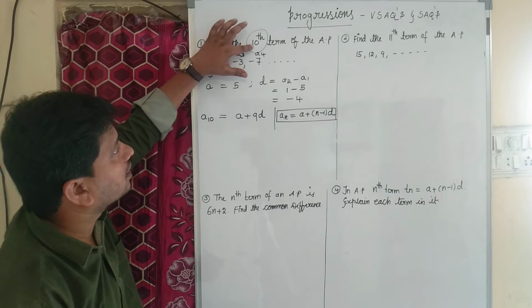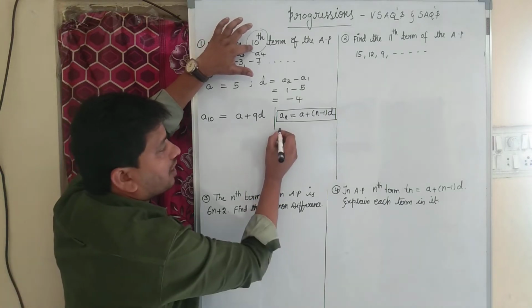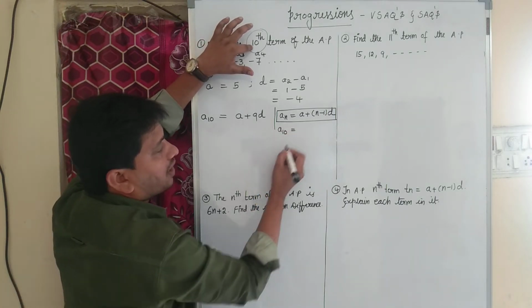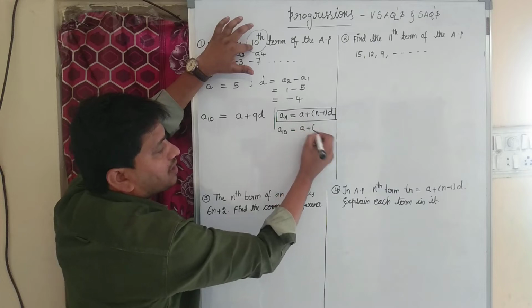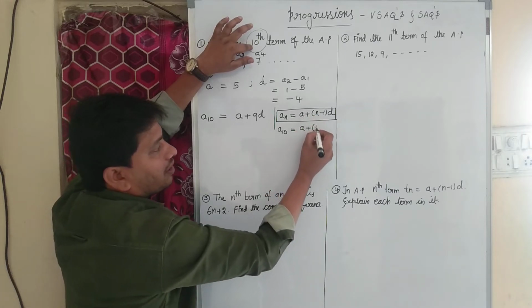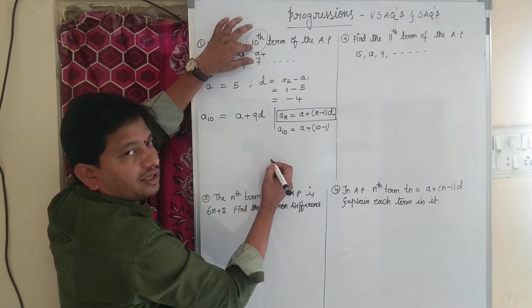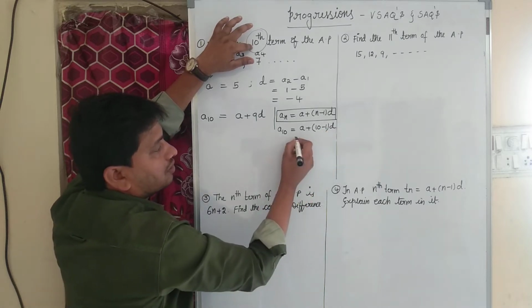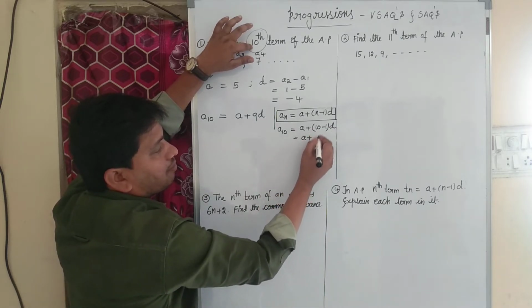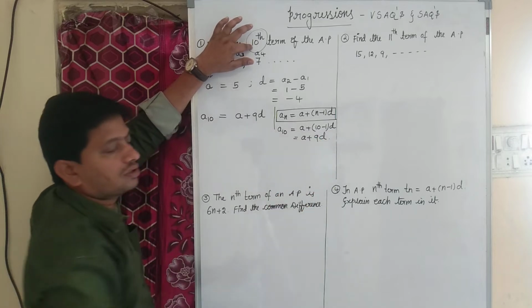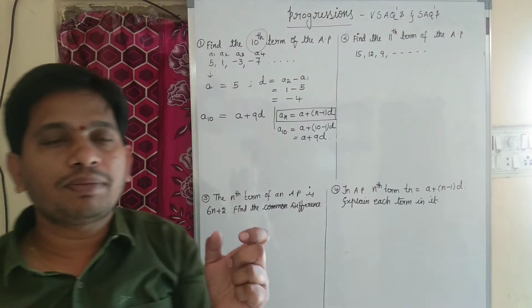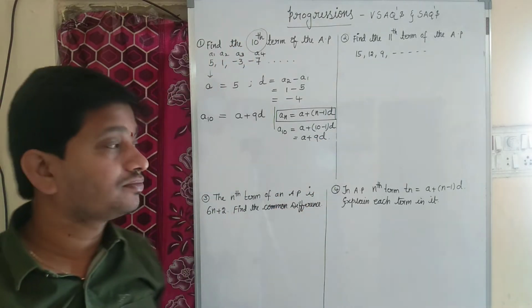As they are asking 10th term, right? So n value how much? 10. So A10 equal to A plus, in the place of n, I should write 10 minus 1 into D. So A plus 10 minus 1, which is equal to how much? 9. So 10th term of an AP is A plus 9D.